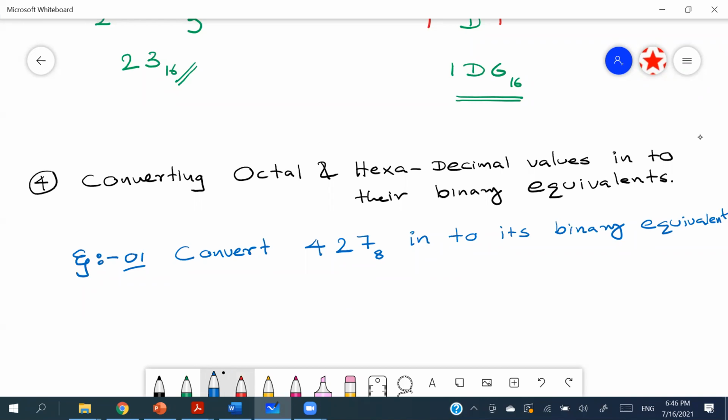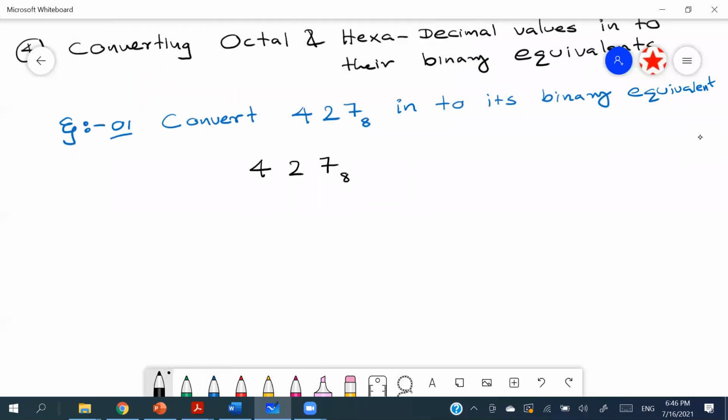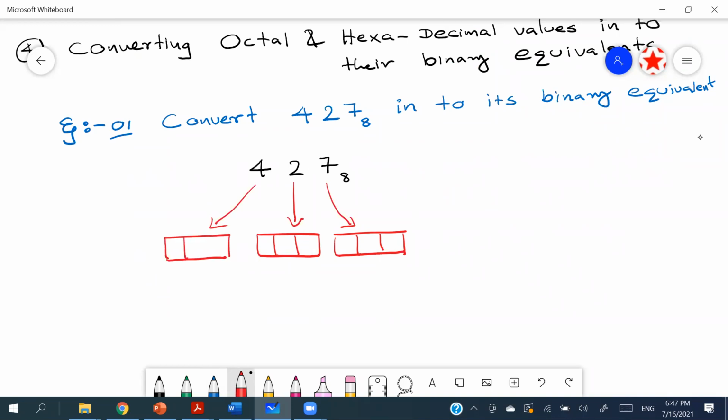So what are we going to do? We take 427, which is the octal value, and I'm going to write this as a 3-bit value. That means as a binary value. Each and every symbol of the octal value will be written as a binary value. Now, you can remember how we convert a decimal value into a binary. We use that particular conversion here.